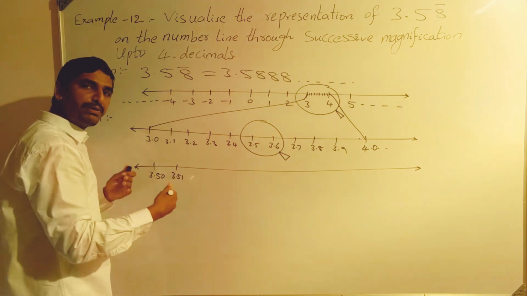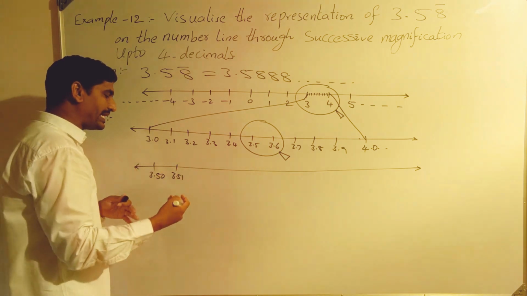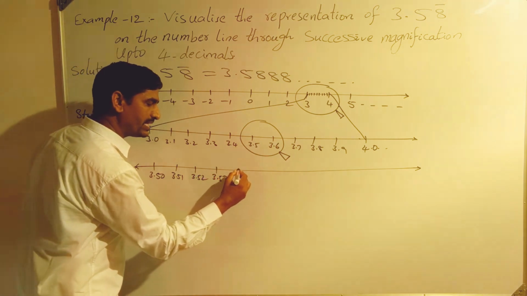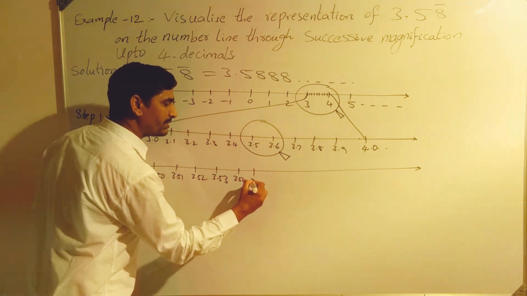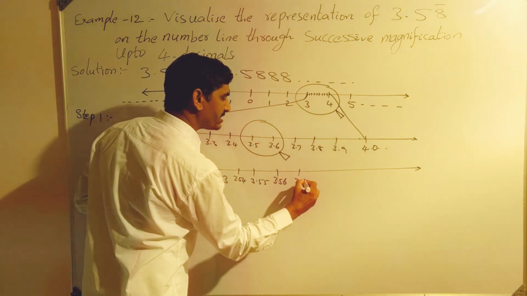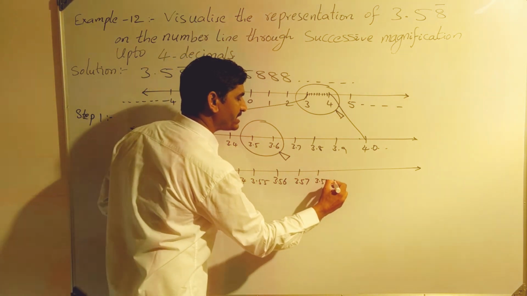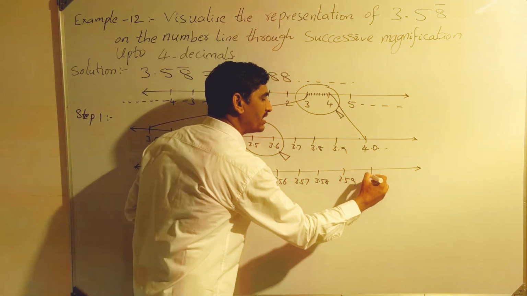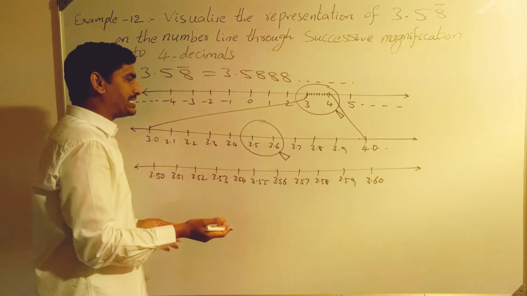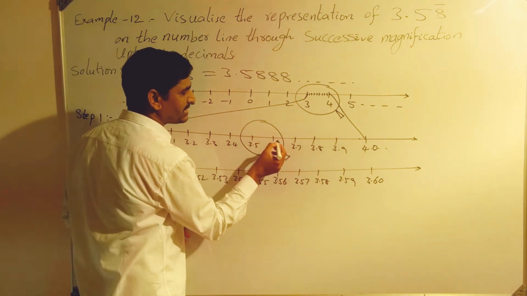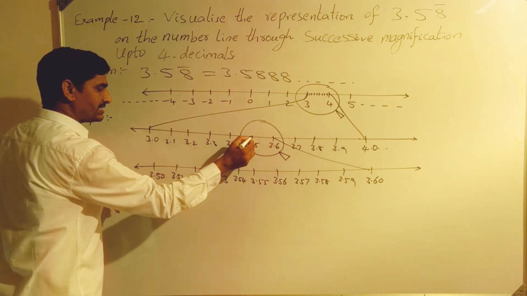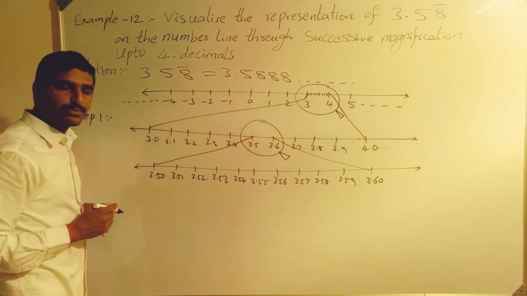Like that we can take 3.51, 3.52, 3.53, 3.54, 3.55, 3.56, 3.57, 3.58, 3.59, 3.60. 3.60 is nothing but 3.6, and 3.5 is nothing but 3.50.